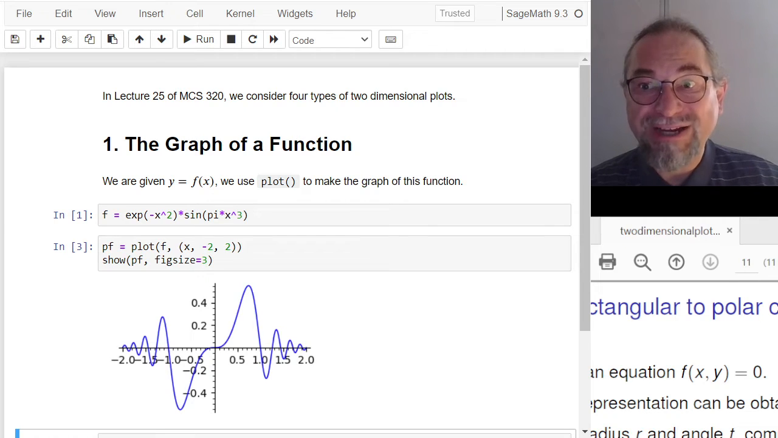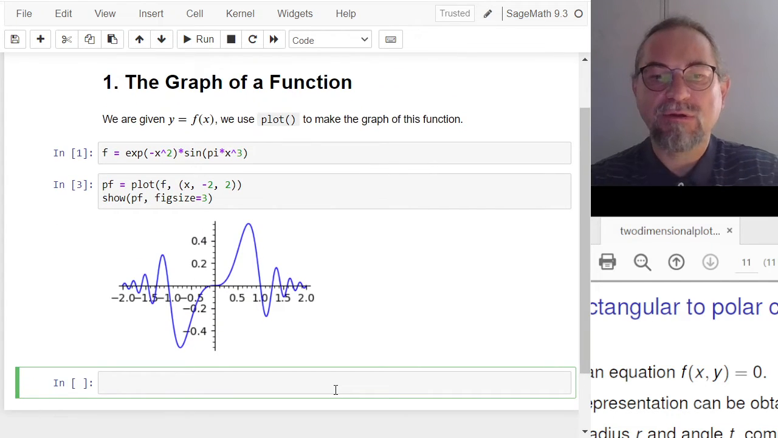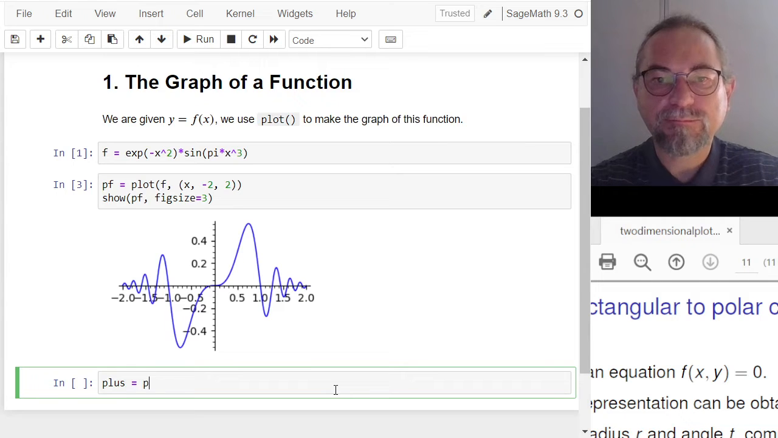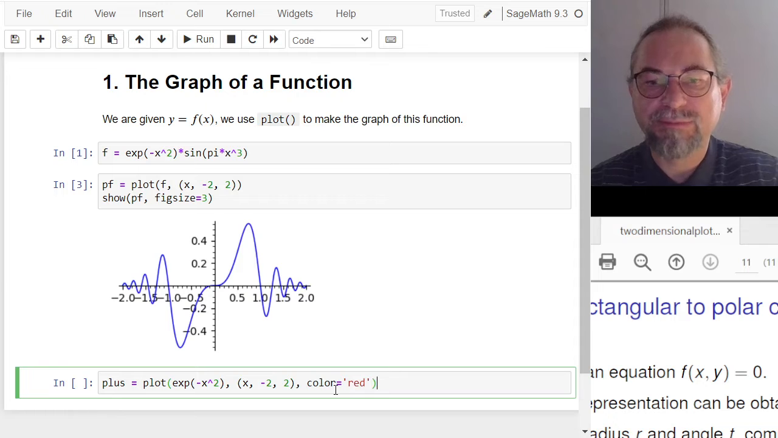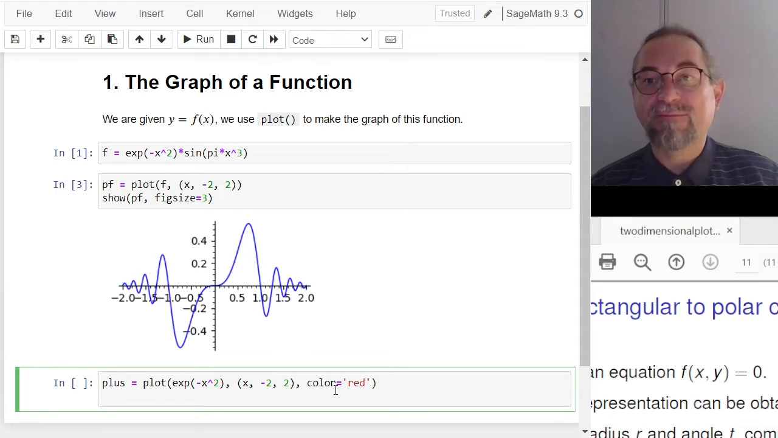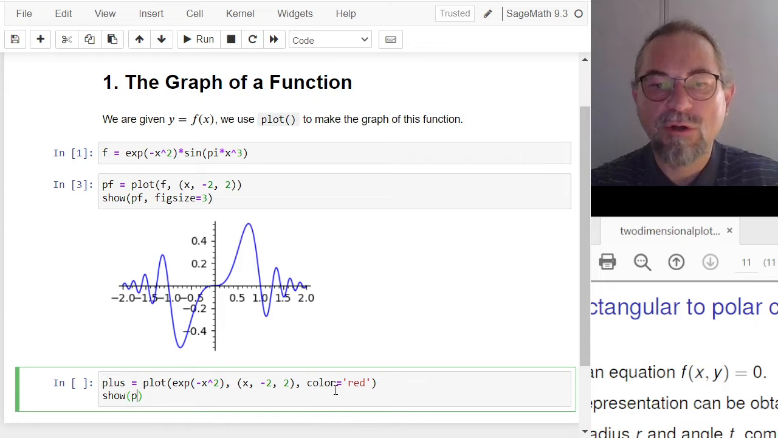The advantage of separating the computing of the plot from the rendering, so the showing, is that I can add to this plot. So let me add the two amplitudes. I have the plus part, which is the plot of the exponential with the plus sign. I will pick the same range, of course, and display it in red. So I have now the plus, and I can show the original plot and add to it the plus plot.